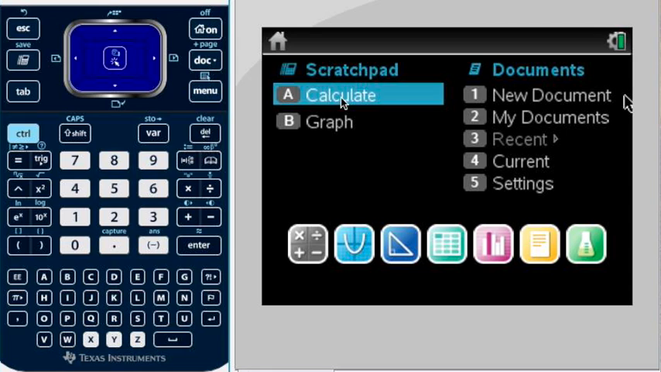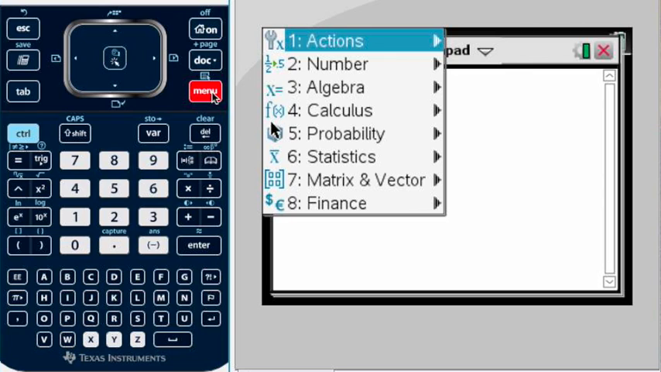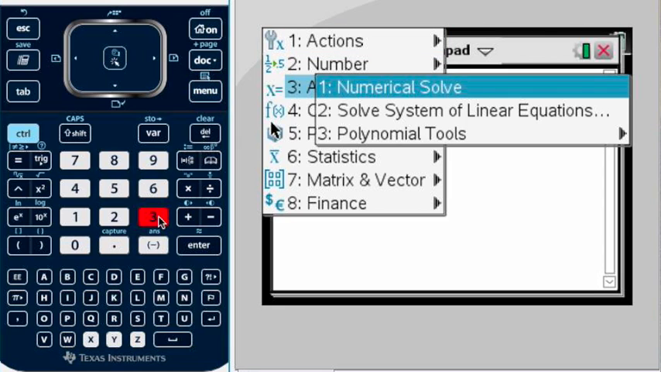So I select my calculate page in our scratchpad. And what I have to do now is select menu to see my options. Once I do this, I notice that option 3 in my menu says algebra, so that's what we're going to check. And in our second menu, you will notice that the second option says solve system of linear equations. Simple as that. So we are going to select number 2.